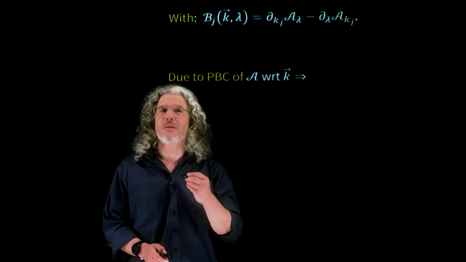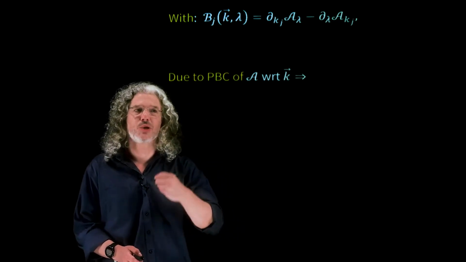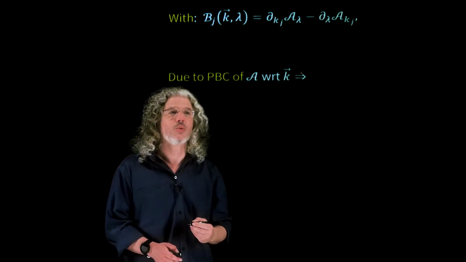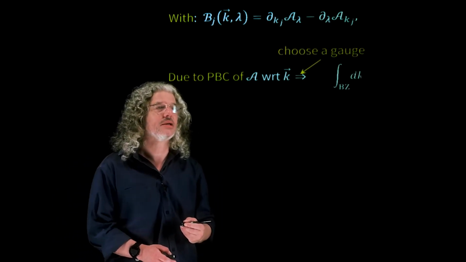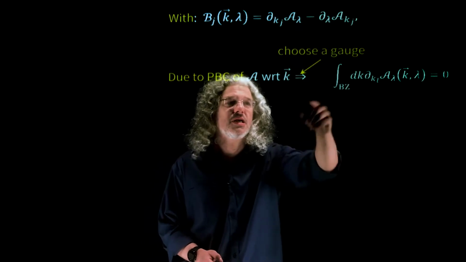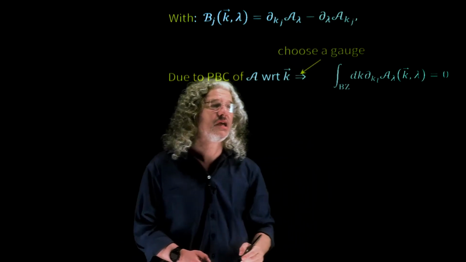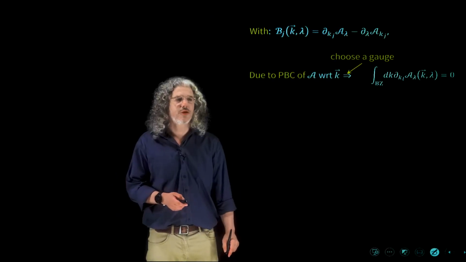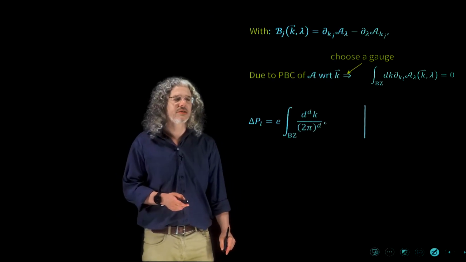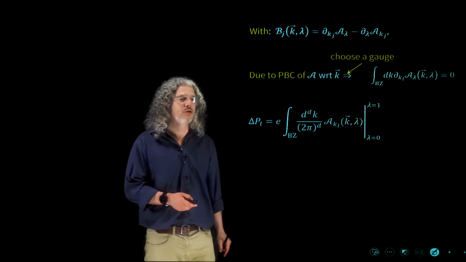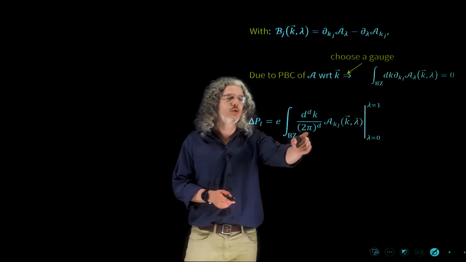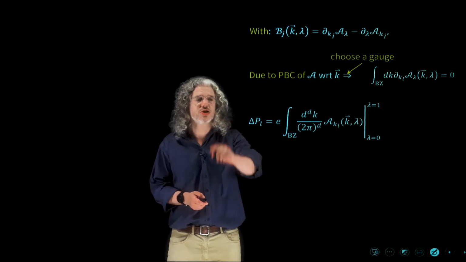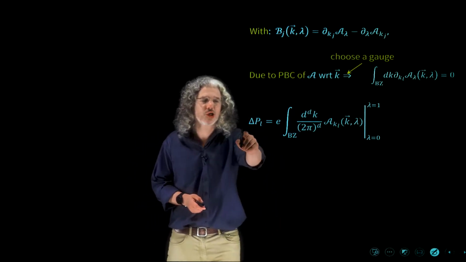And due to the periodic boundary condition of A with respect to k, remember we discussed a lattice in 3 dimensions, we can always choose a gauge such that the integral on the Brillouin zone of dk dk_L dλ of B_{k_L λ} is equal to 0. And then we get the following result. So delta P_L is equal to e times the integral on the Brillouin zone of A_{k_L}, calculated at lambda equal to 0 and lambda equal to 1. This is the change in the polarization in the direction L.